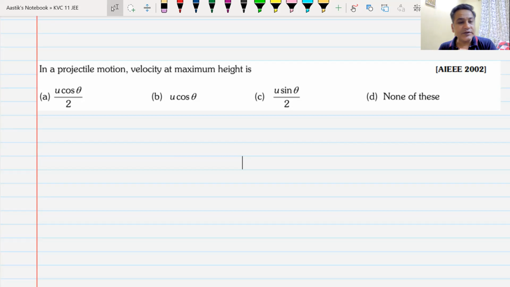Yes, what is the answer for this one? In a projectile motion, what is the velocity? U cos theta, sir. So we have woken up, see? It's good that we wake up sometimes. Sometimes, we eat too much. 2 days back on Sunday, I ate a lot and I could not wake up. So my mom came and she shook me up and I was like, okay. Now I have woken up.